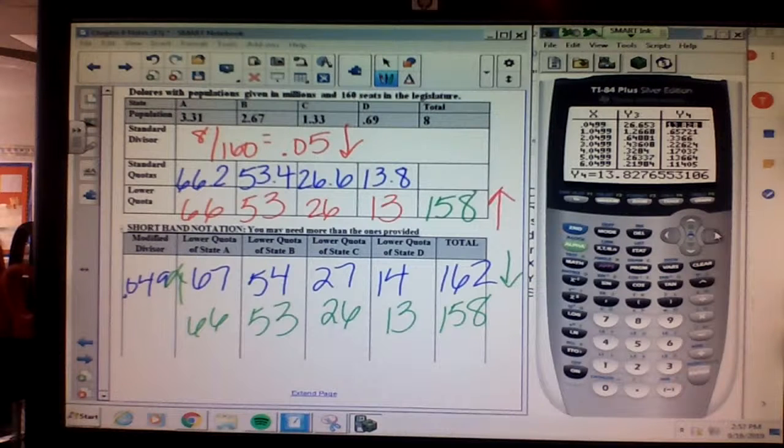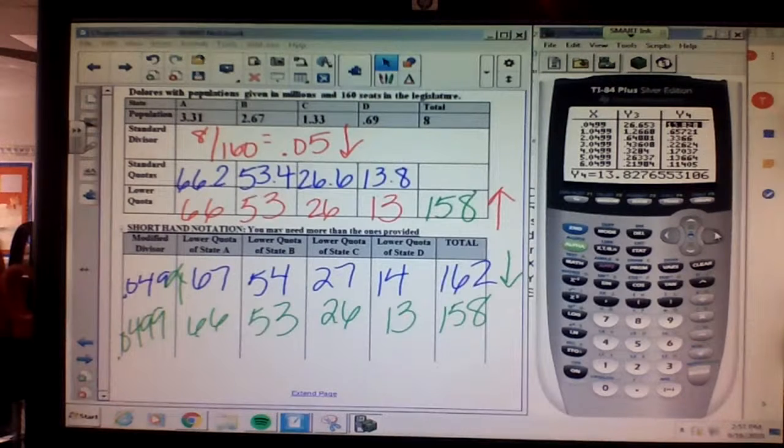And we tried 0.0499. Right now we know we need to be higher than this, and I need to be lower. It has to be 7. There's no way. So I need to be somewhere in between the two of these. Okay, so we're gonna try 0.0498.